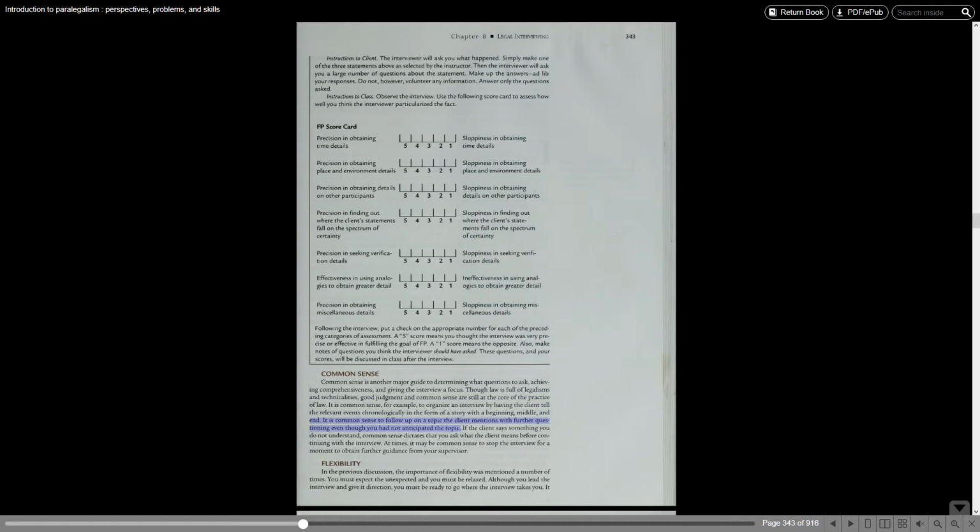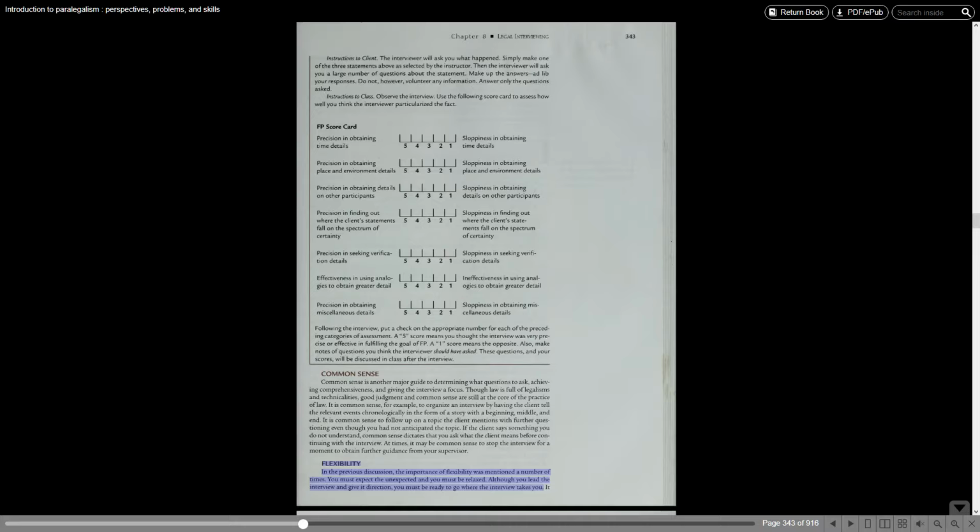It is common sense to follow up on a topic the client mentions with further questioning even though you had not anticipated the topic. If the client says something you do not understand, common sense dictates that you ask what the client means before continuing with the interview. At times, it may be common sense to stop the interview for a moment to obtain further guidance from your supervisor. Flexibility. In the previous discussion, the importance of flexibility was mentioned a number of times.